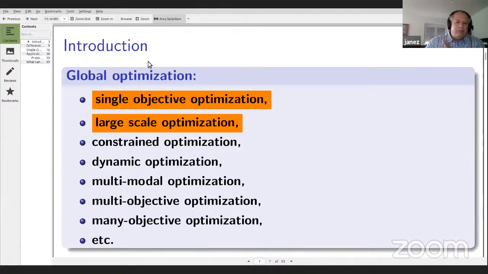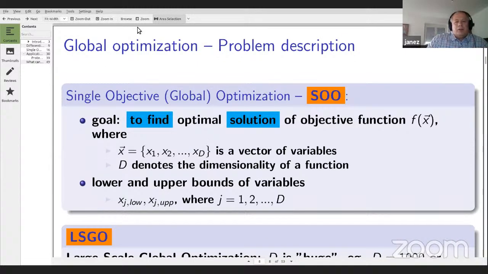Today we will mainly focus on the first two: single objective large scale optimization, and the algorithm or mechanism we are talking about here, differential evolution. It is an evolutionary algorithm. In global optimization, what we want to find is a solution X, a vector of variables or parameters. If that denotes the dimension of a function, then we want to find such an X for our objective function, say minimum or maximum, it doesn't matter, but one of them. And this is our criteria.